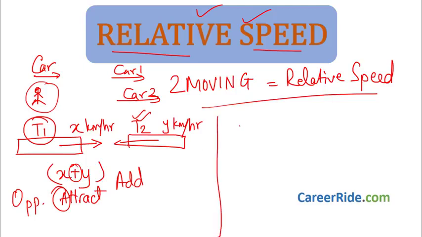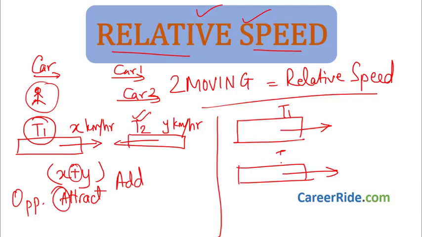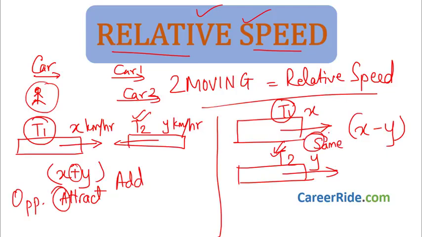The other concept is, say train T1 is moving in this direction and train T2 is moving in the same direction. T1 is moving with the speed x kilometers per hour, T2 with the speed y kilometers per hour. Then what is the speed of train T1 in relation to train T2? Simply x minus y, a subtraction, because they are moving in the same direction. Same means S. S means subtraction. So x minus y.